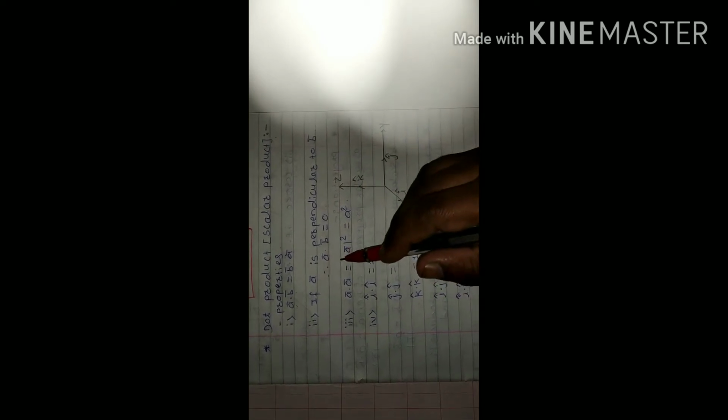Then dot product, scalar product, its properties. When we take two vectors, a bar dot b bar is equal to b bar dot a bar. If a bar is perpendicular to b bar, at that time we denote its dot product, that is a bar dot b bar is equal to 0. We use these properties when solving examples of exercise 5.3.